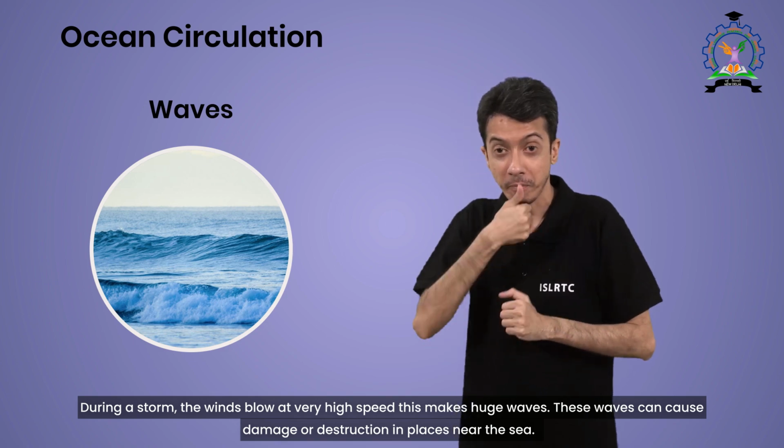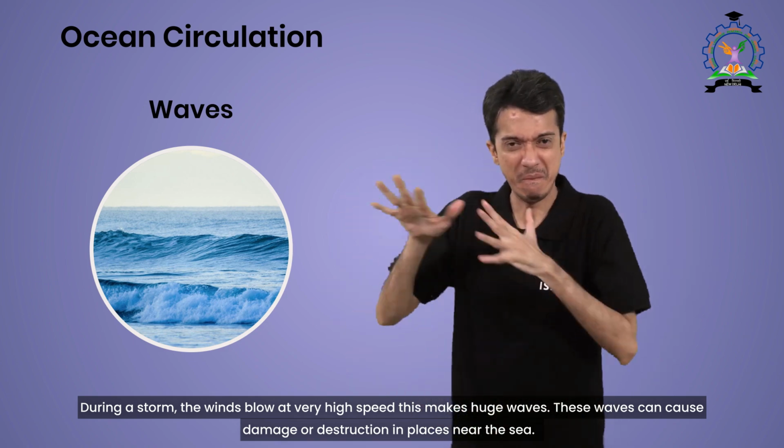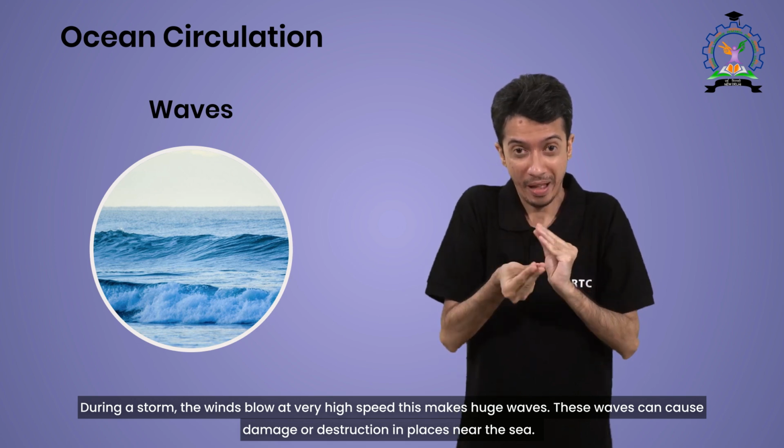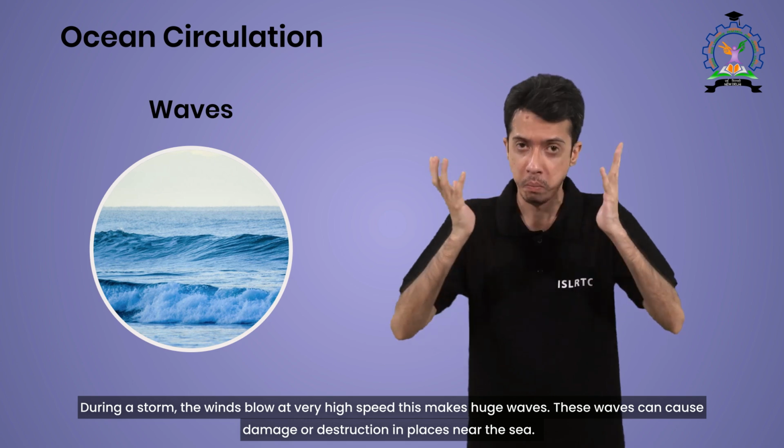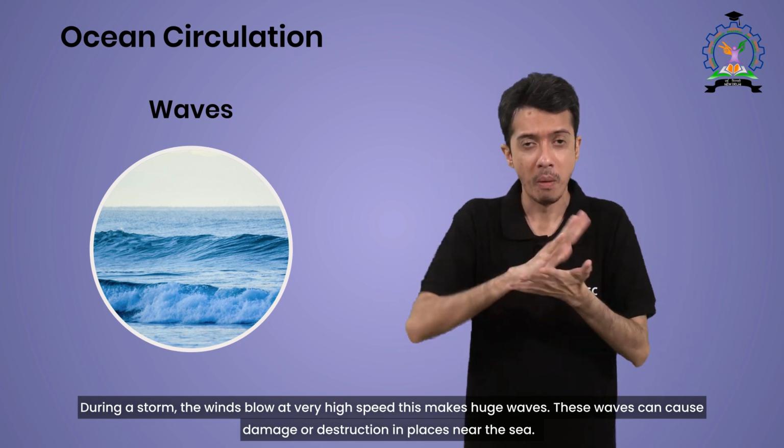During a storm, the winds blow at very high speed. This makes huge waves. These waves can cause damage or destruction in places near the sea.